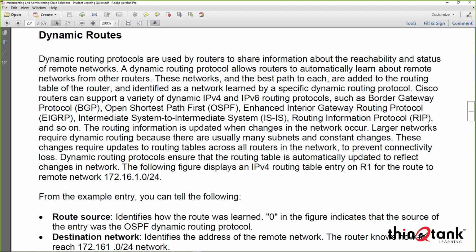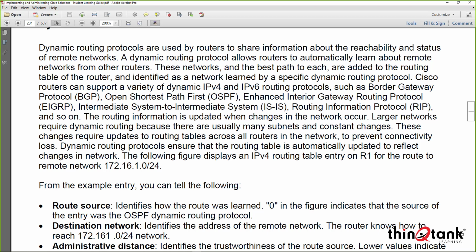All right, there's a lot to talk about when it comes to dynamic routing protocols. When I teach my CCIE class, for example, I'll spend 20 hours talking about OSPF or 20 hours talking about EIGRP.